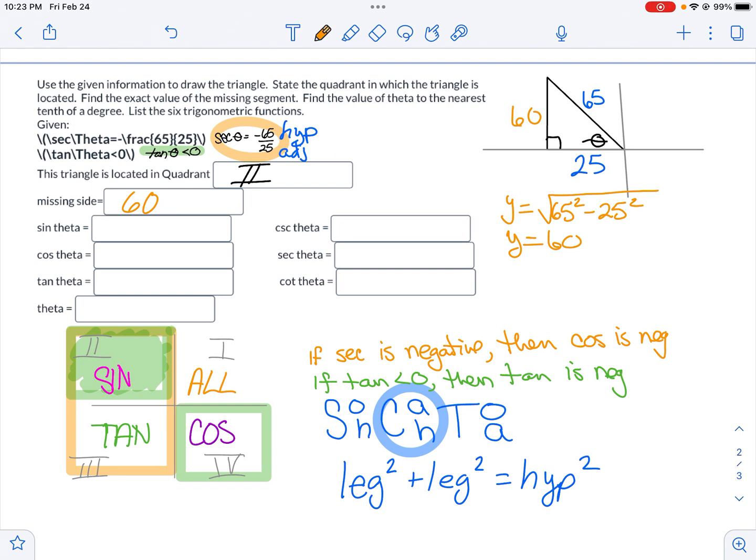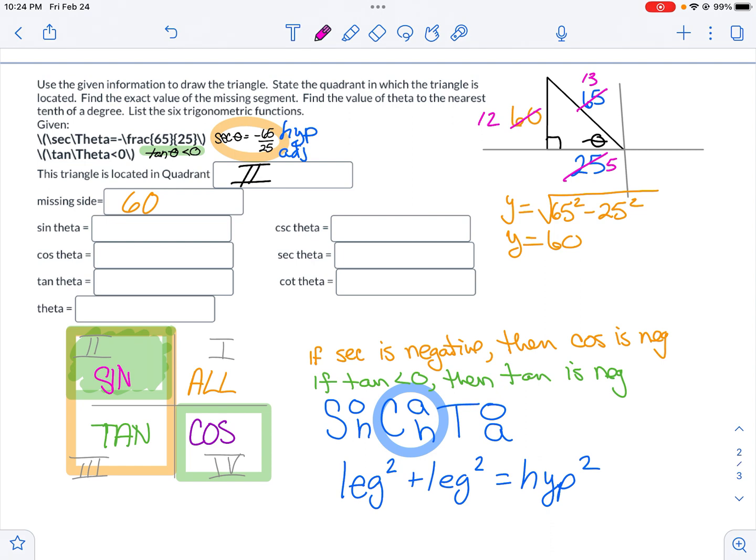Now, the numbers 25, 60, and 65 are all multiples of the number 5. So 25 divided by 5 is 5. 60 divided by 5 is 12. And 65 divided by 5 is 13.